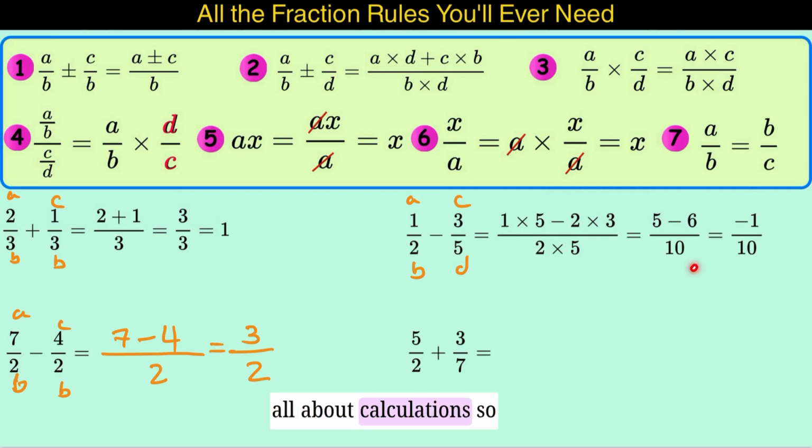Then after that, it's all about calculations. So 1 times 5 is 5. 2 times 3 is 6, negative. Then here 2 times 5 is 10, then negative 1 over 10.